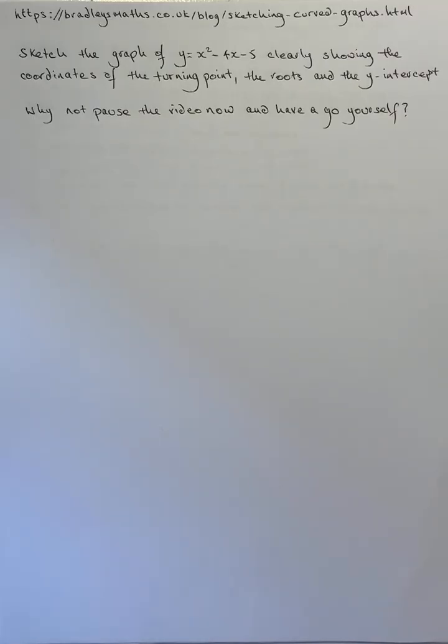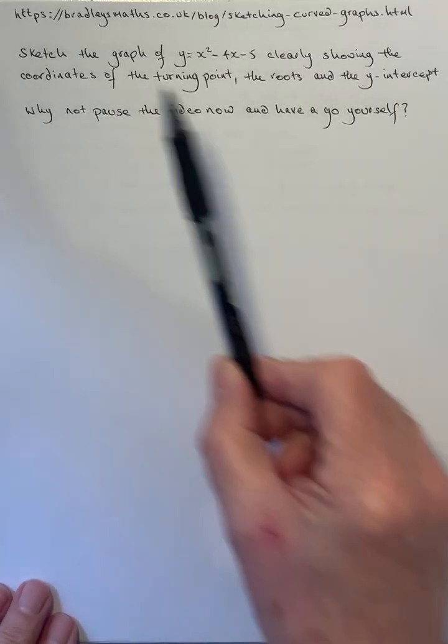In mathematics, we sketch graphs, and it's a specific skill that we have, and I'm going to show you how to do it now. So, sketch the graph of y equals x squared minus 4x minus 5, clearly showing the coordinates of the turning point, the roots, and the y-intercept. Why not pause the video now and have a go yourself? When you come back, I'll be ready to take you through how to do it.